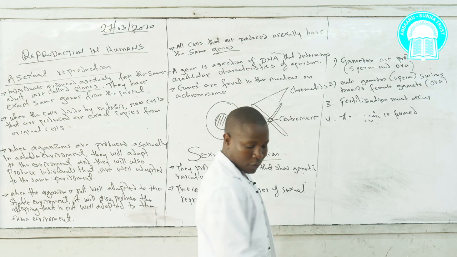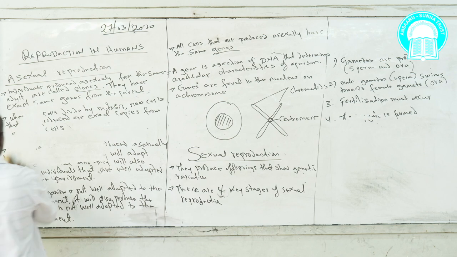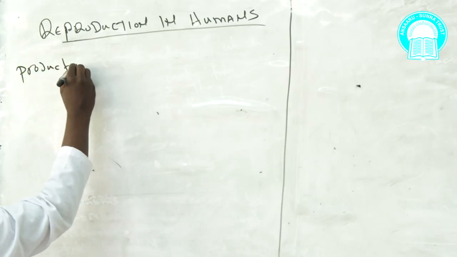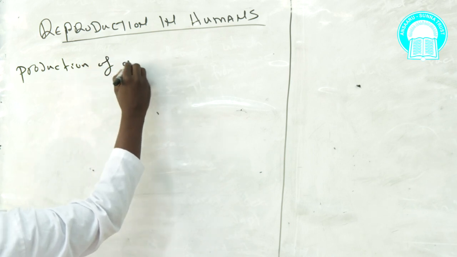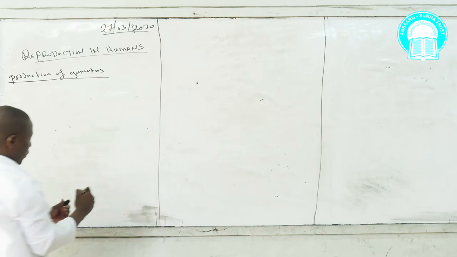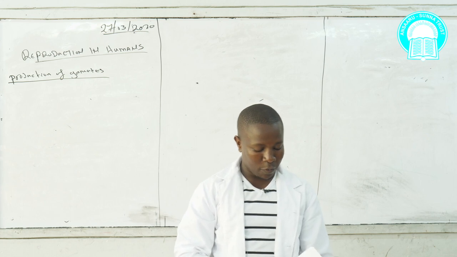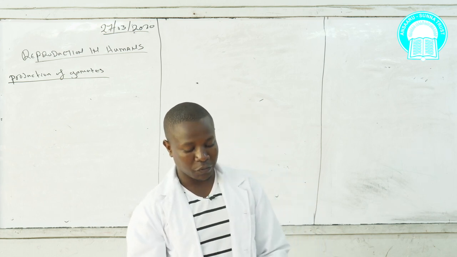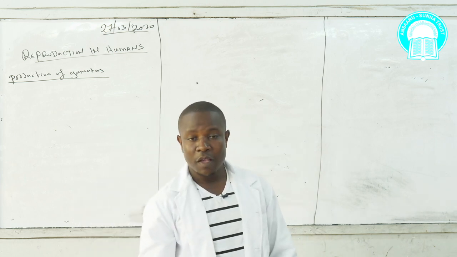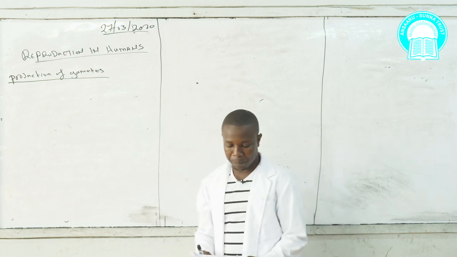So we go to another subtopic called production of gametes. We want to learn how gametes are being produced. And we have two types of gametes. We have female gametes, ovum, and male gametes, sperms.